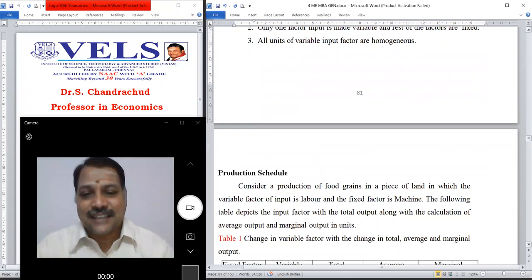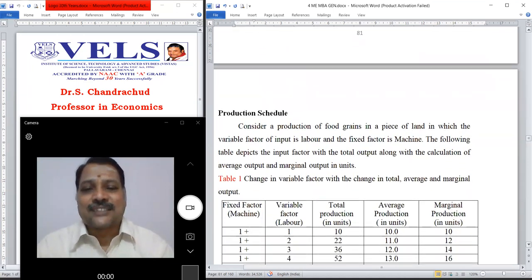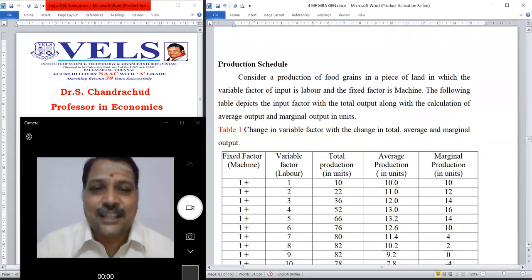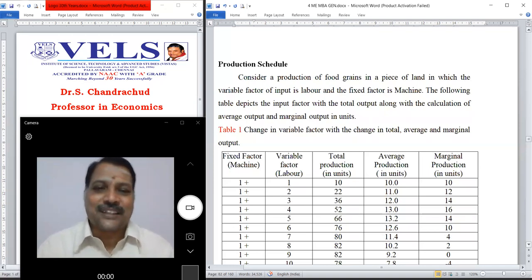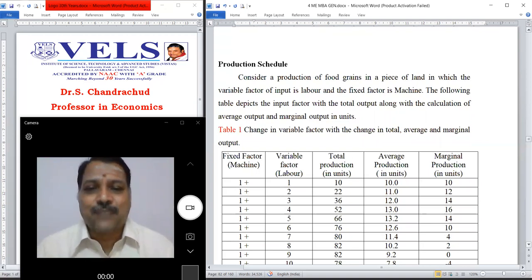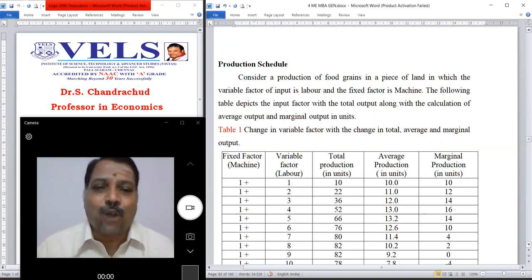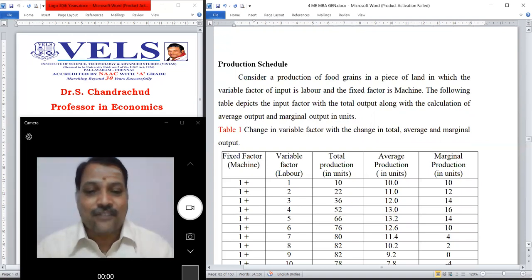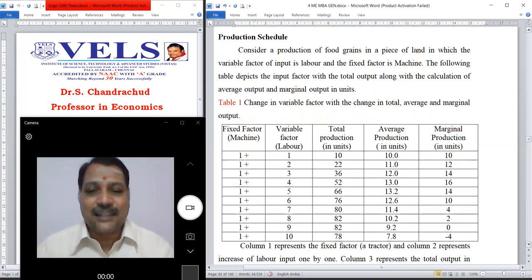Based on these assumptions, we can construct the production schedule. Consider a production of food grains in a piece of land in which the variable factor of input is labor and the fixed factor is machine. We are considering machine and labor. The following table shows the input factors with the total output along with the calculation of average output and marginal output in units. There are 5 columns in the table.